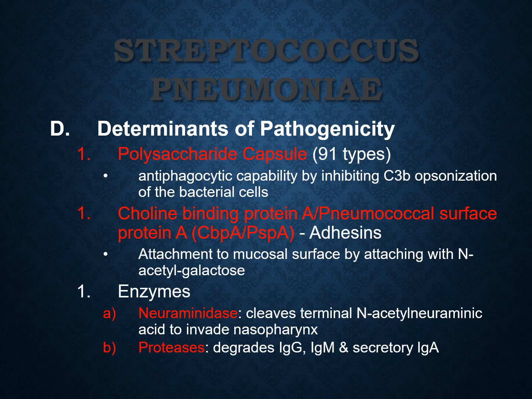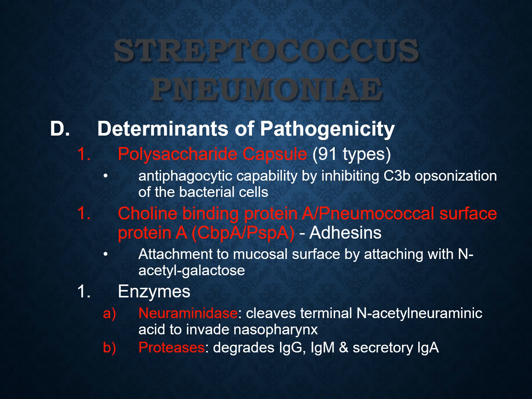The next important antigenic factor is the polysaccharide capsule. So far, 91 types of Streptococcus pneumoniae have been identified based on their polysaccharide capsule. This polysaccharide capsule has antiphagocytic ability by inhibiting the C3b opsonization process of the bacterial cells. And the next one, the choline binding protein A, pneumococcal surface protein A, are adhesins, which facilitate the attachment to the mucosal surface by attaching with N-acetyl galactosamine.